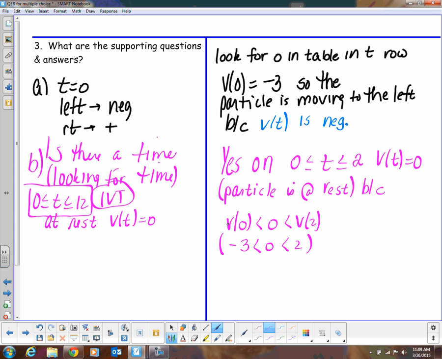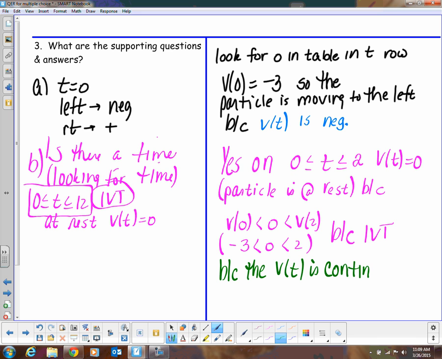Is there a time? Did we say there was a time? Yes. Did we tell them what the time was? Yes. There is a time between 0 and 2 when the velocity equals 0, when the particle is at rest. Explain your answer. Have we explained it? No. Because of intermediate value theorem. Now, you say IVT, you nailed it. They will also accept because v of t is continuous.